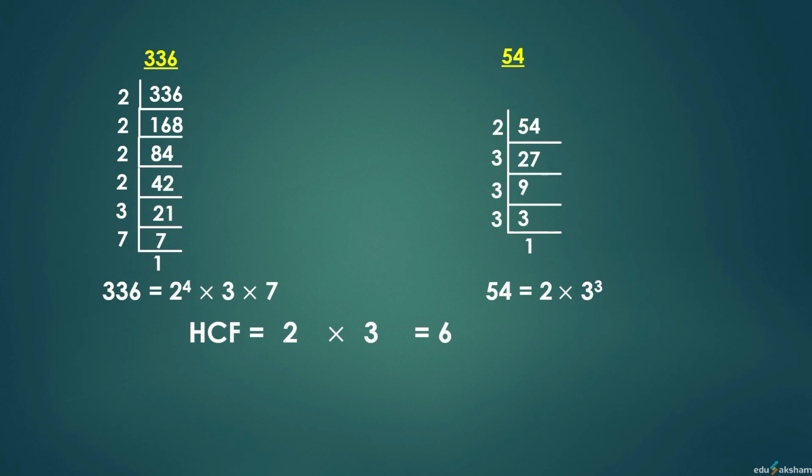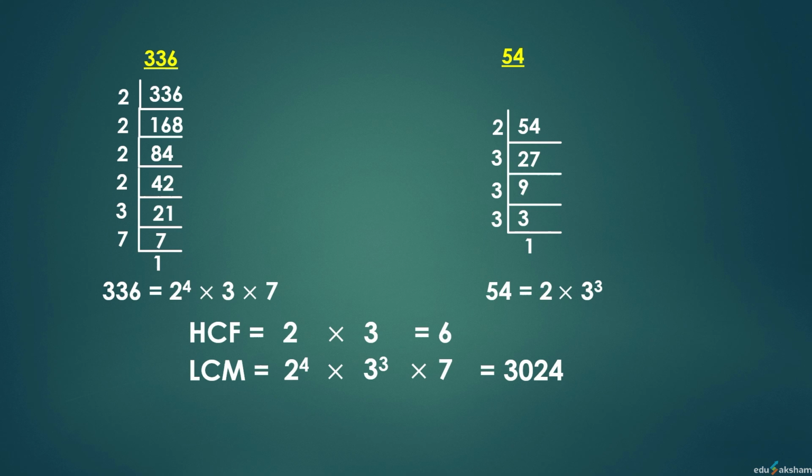Moving on to the LCM, it is the greatest power of each prime factor involved in the numbers. The prime factors in both these numbers are 2, 3 and 7. The greatest power of 2 is 2 to the power 4, hence we take 2 to the power 4. The greatest power of 3 in both the numbers is 3 to the power 3, and the greatest power of 7 is 7. On multiplying these, we get 3024.